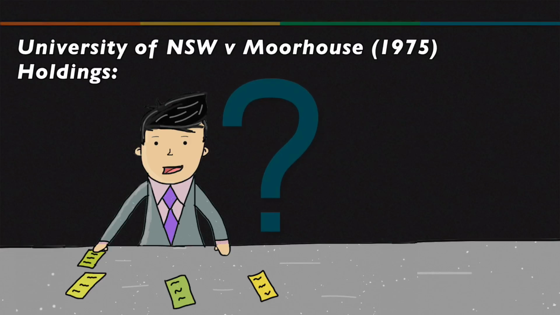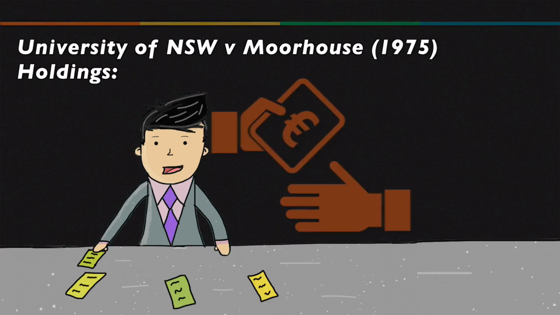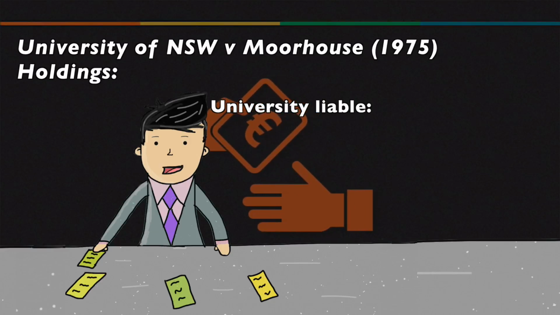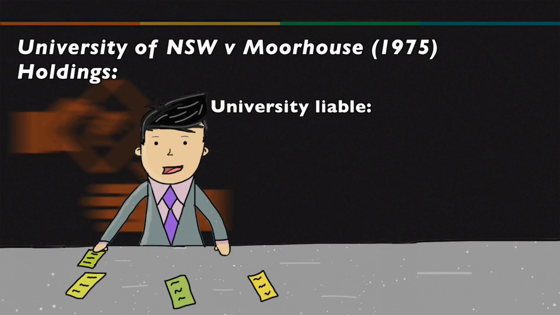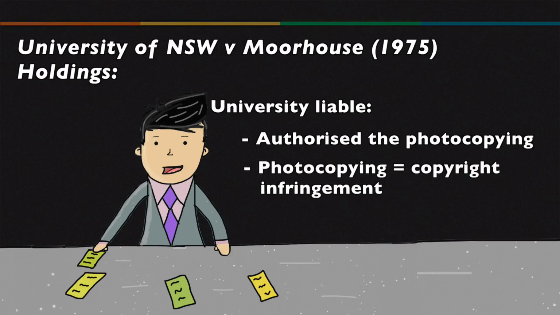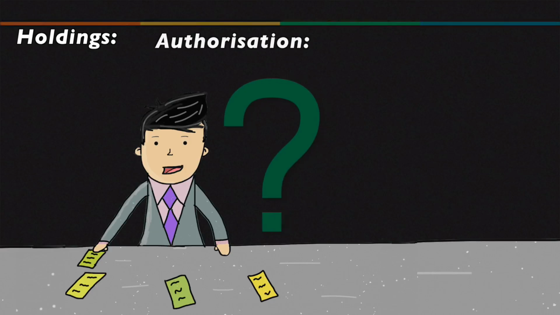What legal determination did the court make based on the facts? Ultimately, the High Court ruled that the University of New South Wales was liable for authorising copyright infringement. This means that the court found that the university had authorised the act of photocopying the book, and that the photocopying constituted copyright infringement. So what is authorisation?